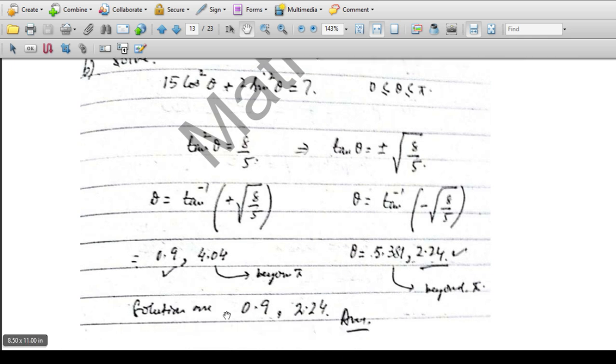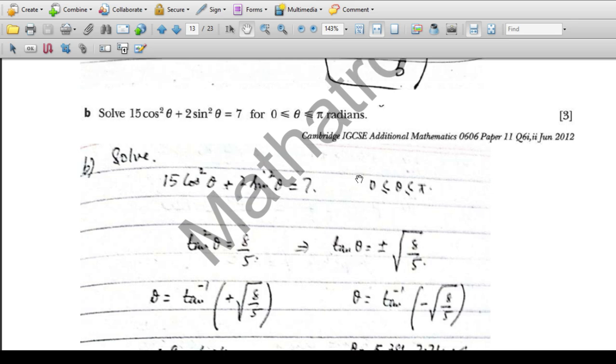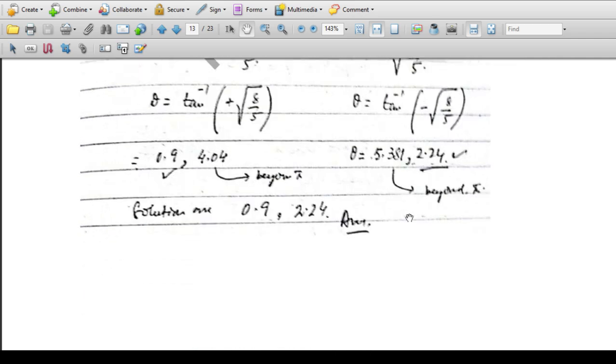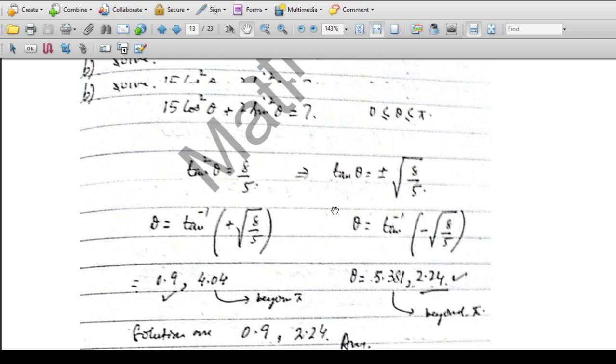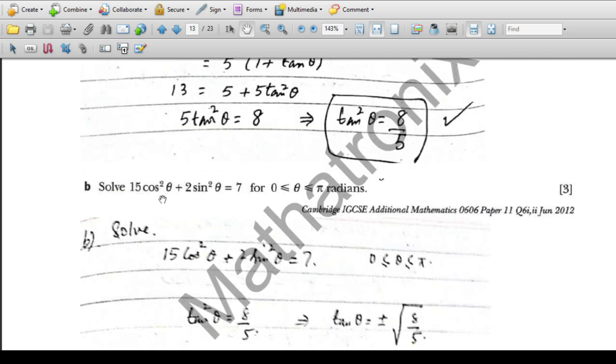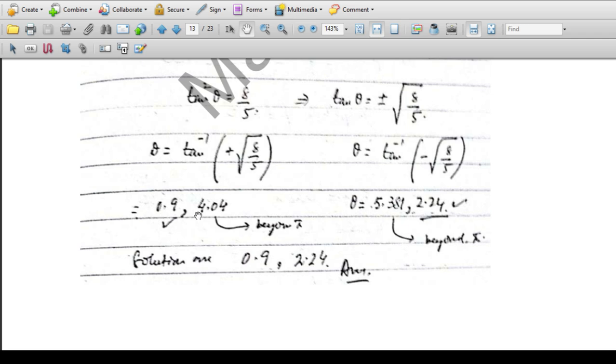So the solutions are in the second quadrant and the first quadrant, because we have to take values of theta from 0 to pi, in the first and second quadrants. So the solution in the first quadrant and the solution in the second quadrant are 0.9 and 2.24. In order to check that we have obtained the correct solution, I have drawn the graph to show that these two values are our solutions.